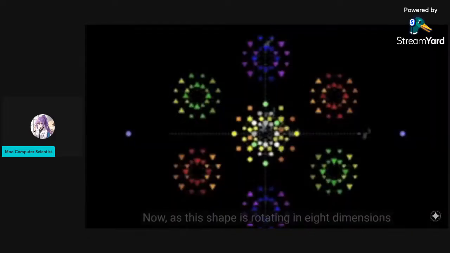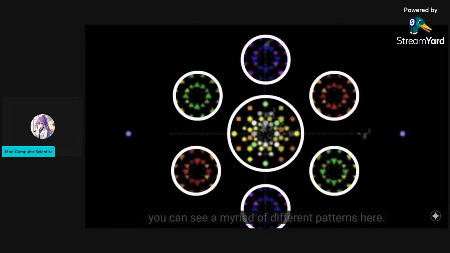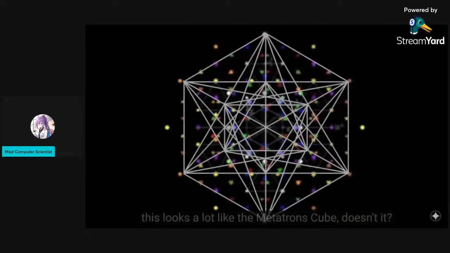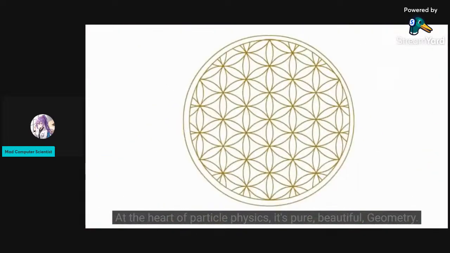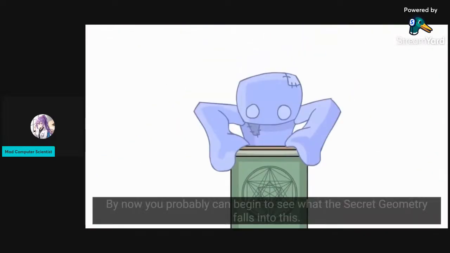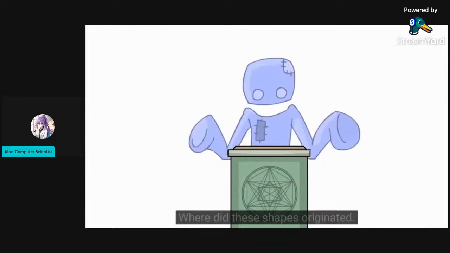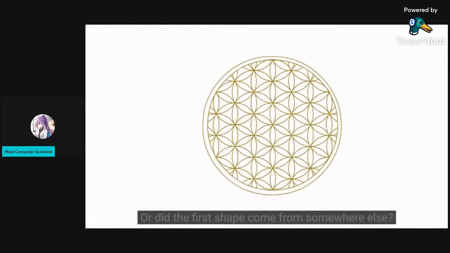Now, as this shape is rotating in 8 dimensions, you can see a myriad of different patterns here. Look at this one in particular. This looks a lot like Metatron's cube, doesn't it? At the heart of particle physics is pure, beautiful geometry. By now, you probably can begin to see where sacred geometry falls into this. Where do these shapes originate? Do they just come into being at random? Or does the first shape come from somewhere else?